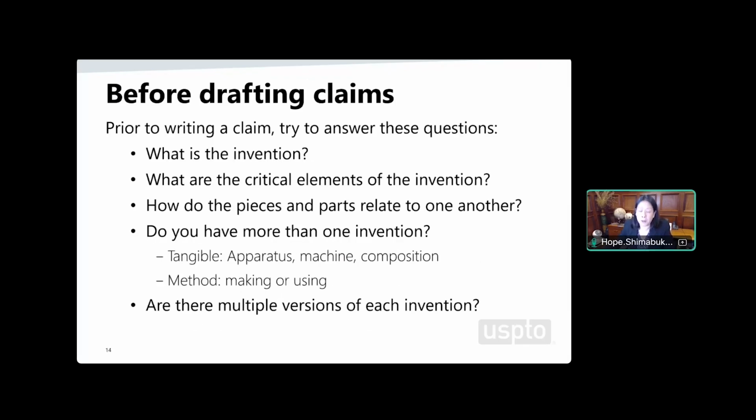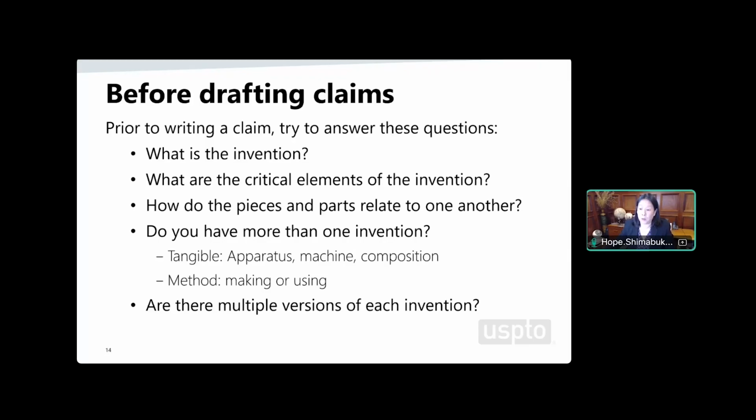So a couple things to think about as you are trying to draft your claims. Here's a couple of tips. The first thing that you really need to ask yourself is, what are the critical elements of your invention? What is the novel piece of your invention, and what is completely new that no one else has come up with? Those critical elements, the novel piece, should be included in your claim.